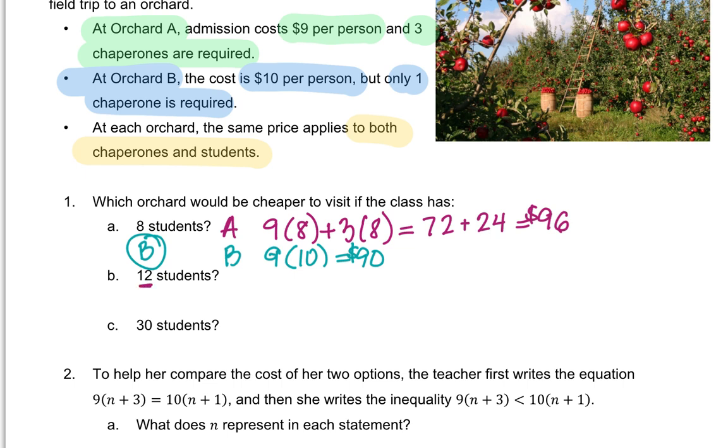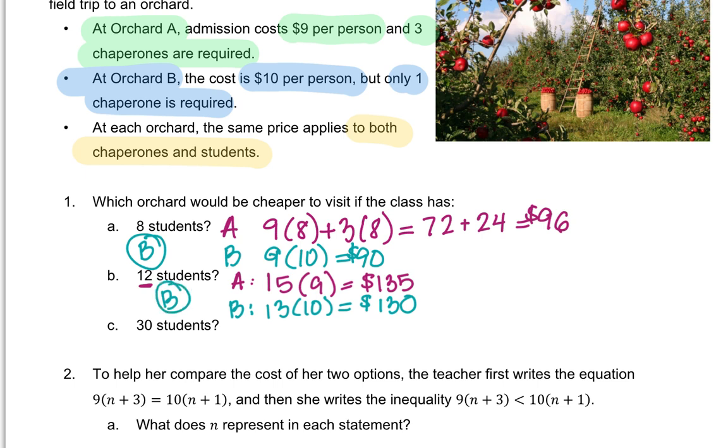For 12 students at Orchard A, that would be plus the 3 chaperones, which would be a total of 15 people, and that is $9 per person. So we would have 15 times 9, which gives us a price of $135. Then at Orchard B, we only need 1 chaperone, so that would be 13 people times $10, which is $130. So B is still cheaper.